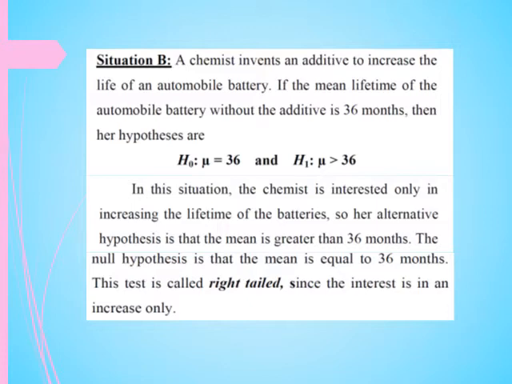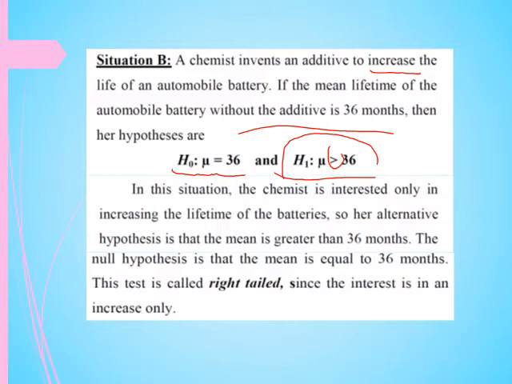If the mean lifetime of the automobile battery without the additive is 36 months, then here the hypotheses are: we have two hypotheses, H0 and H1. H0 is mu equals 36 and H1 is mu greater than 36. Why do we take the greater than sign in the alternative hypothesis? Because from the situation we already get an increase. The mean battery lifetime is 36 months as usual, but the chemist invents a new additive which may increase it.